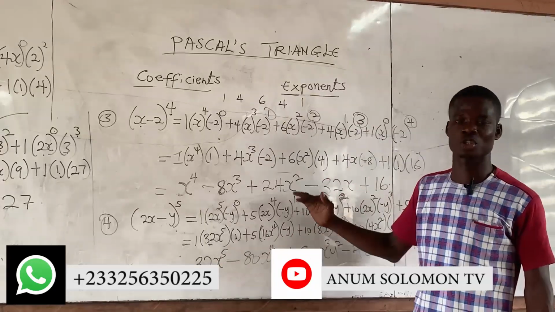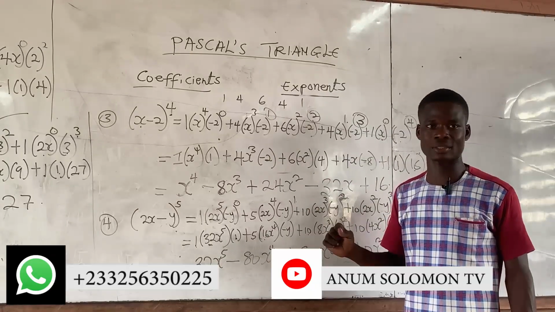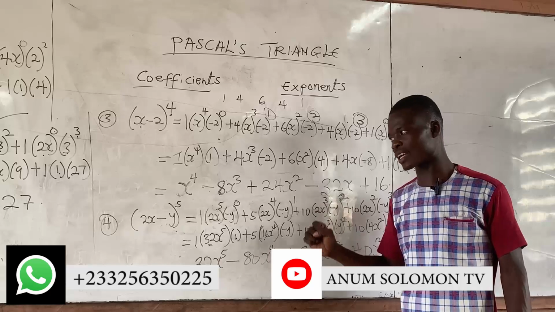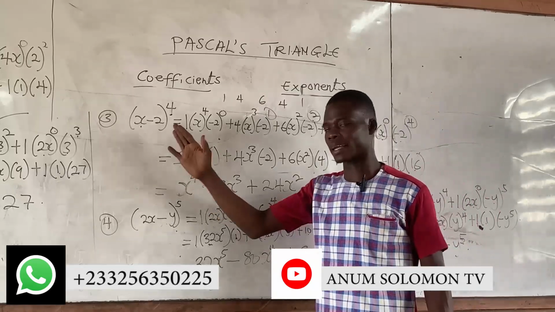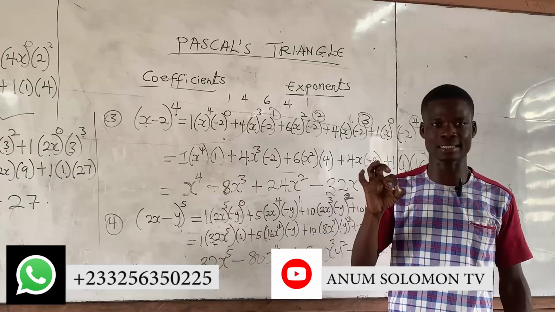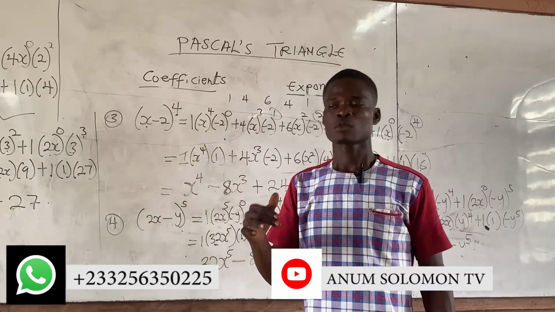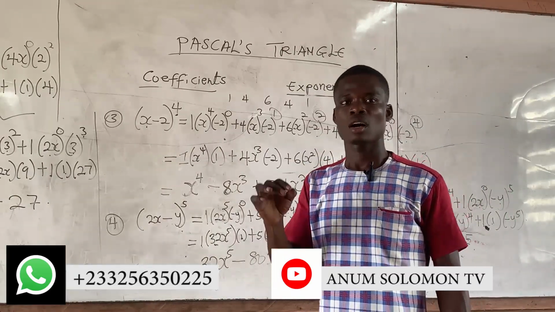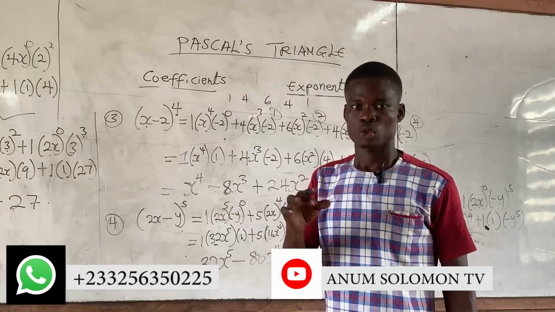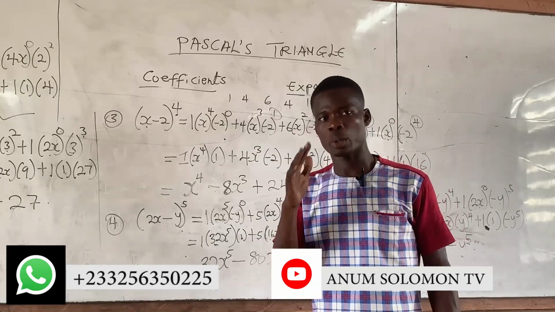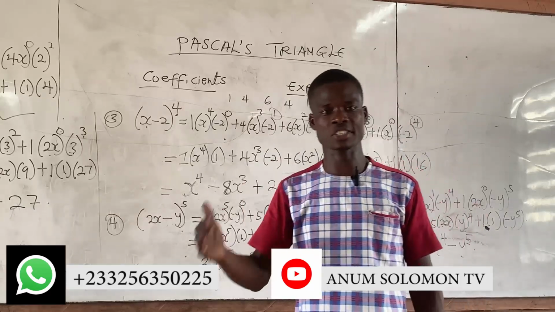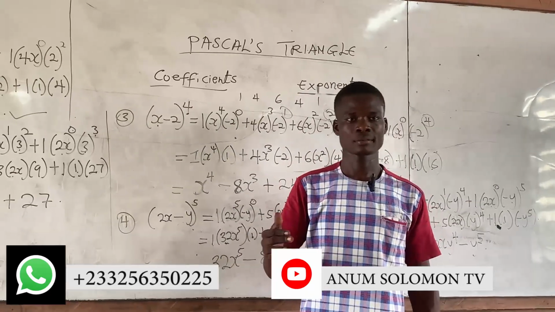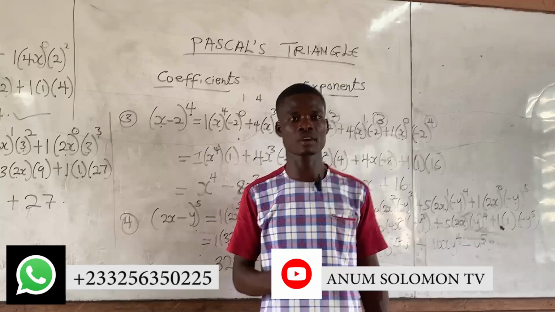So this is how to use Pascal's triangle to expand a given algebraic bracket. To expand these brackets, the most important thing is to know the coefficients of the exponents. If it is exponent 2, you have to know the coefficients. Exponent 3, you have to know the coefficients in that order. So thank you very much.